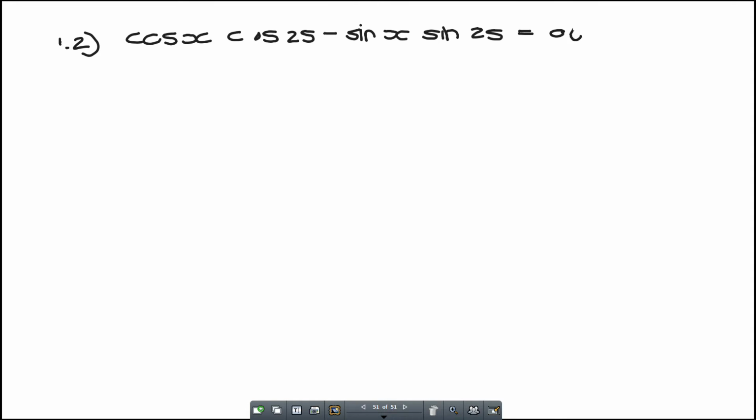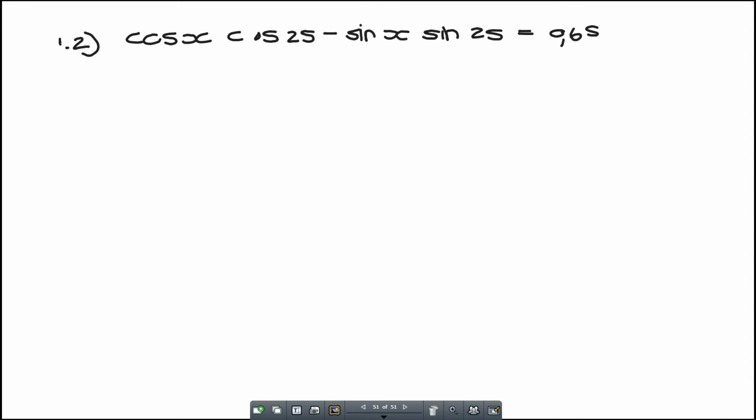By 1.2 gee hulle vir my cos x, cos 25 minus sin x sin 25. 0,65. Okay. So, the left-hand side, you'll see cos, cos, sin, sin.